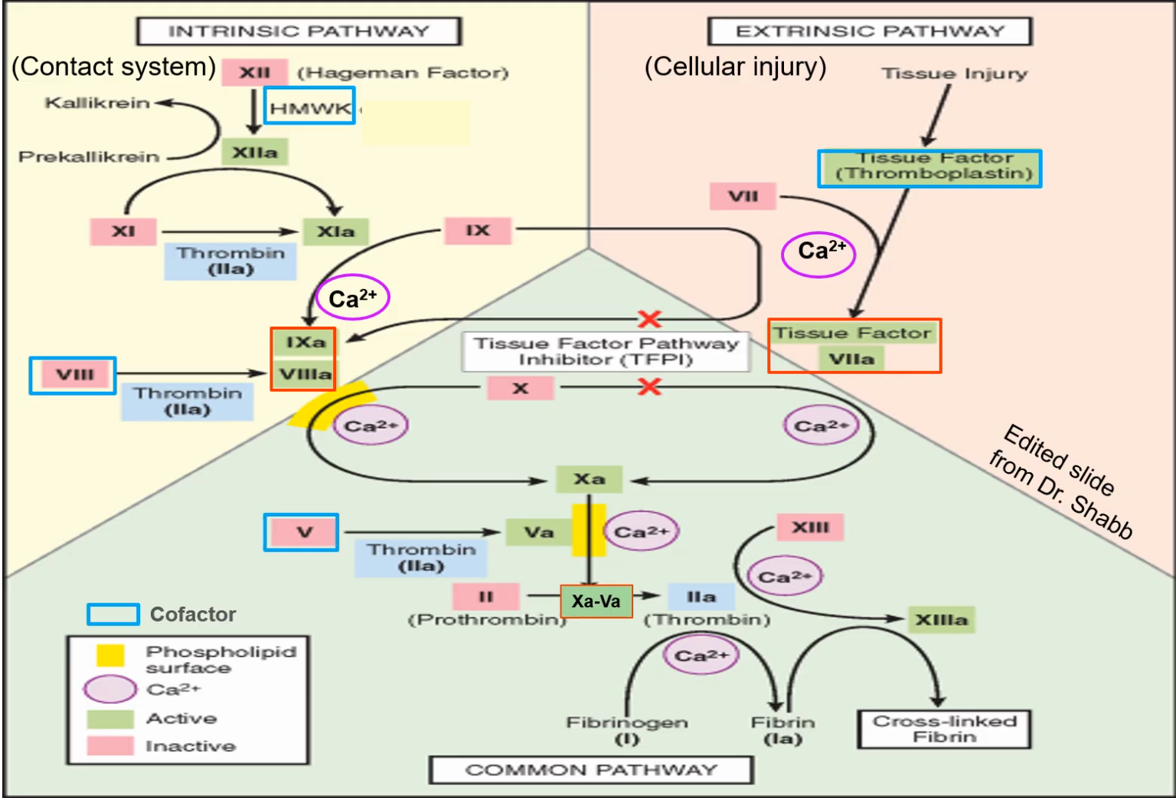Third, there are some factors that are cofactors and some that are enzymes. So the cofactors are highlighted in a blue square, whereas the enzymes are actually not highlighted. So what is in blue is a cofactor, and what is highlighted as a red square is when a cofactor attaches to something else, and the others are enzymes, as we will see in the next slide.